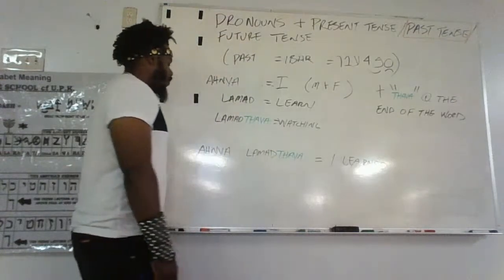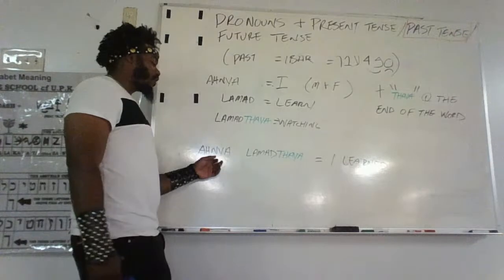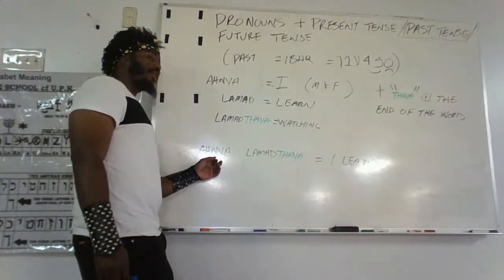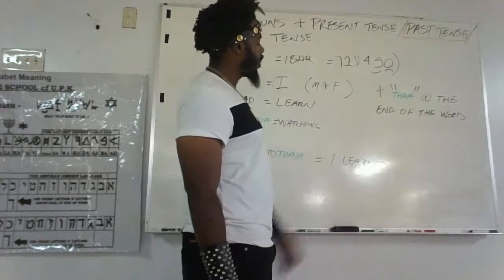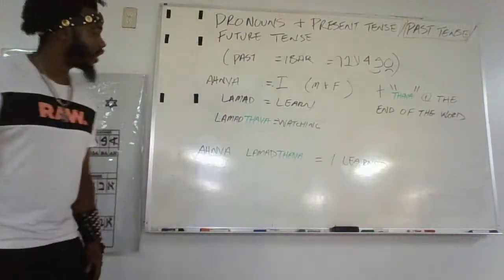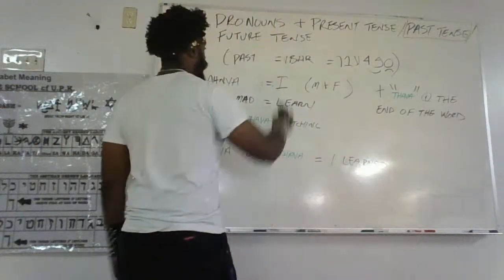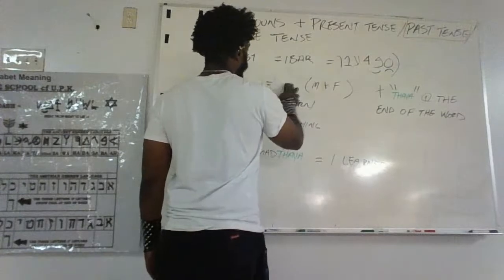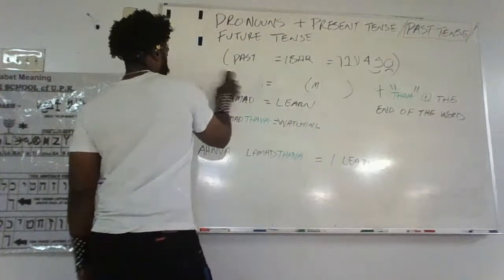Okay. So Anya, and again, this also gives it context, the pronoun. All right. Anya lamataya. All right, which means I learned. Okay. All right. Now we're going to do you masculine.